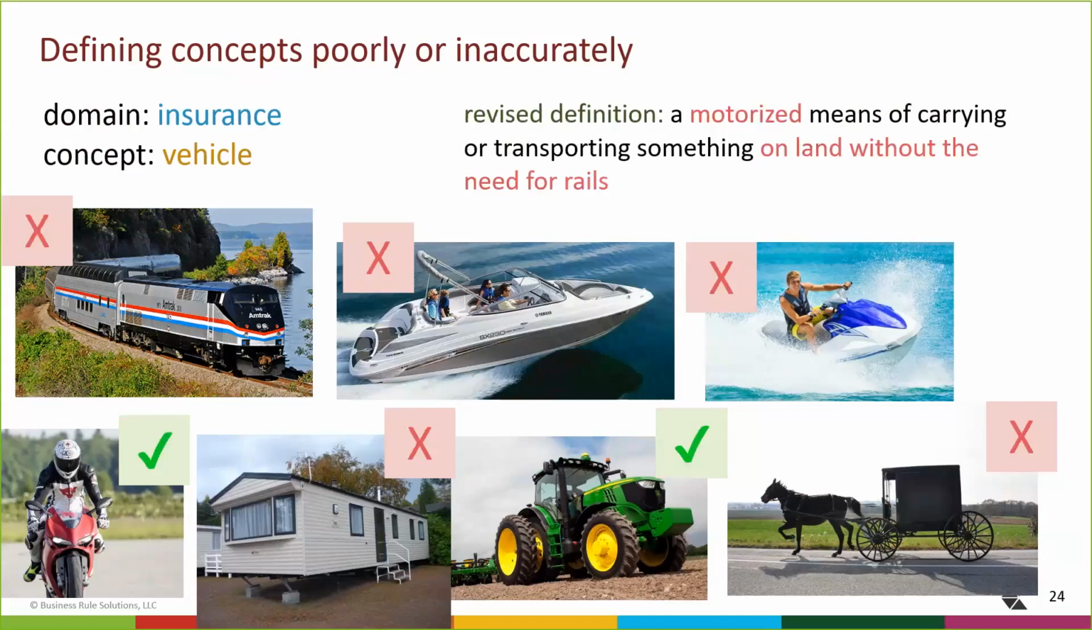Now here's a revised definition which does get better at the essence. It is sufficient to properly evaluate most of the boundary cases. And it says: a motorized means of carrying or transporting something on land without the need for rails. So you look at that, think about it, evaluate your examples. The only ones that now probably remain to be questioned are motorcycles and tractors.